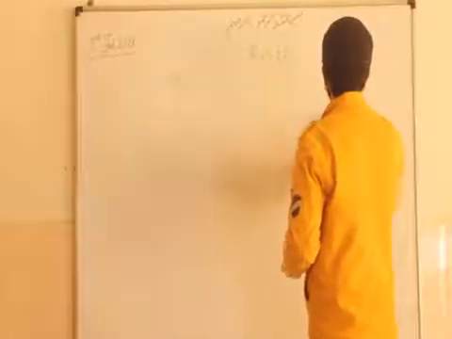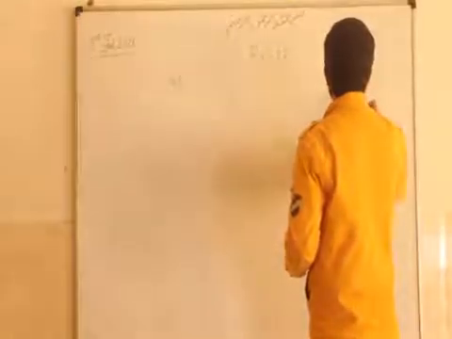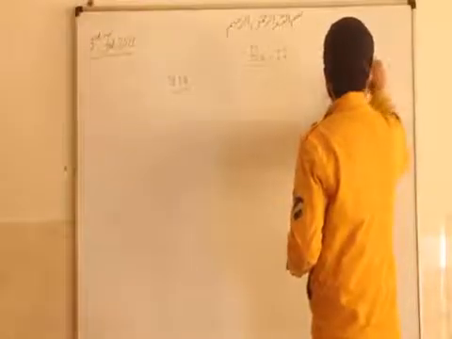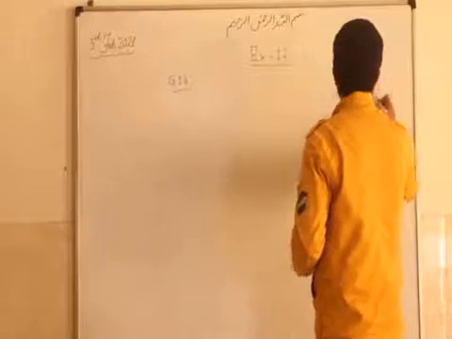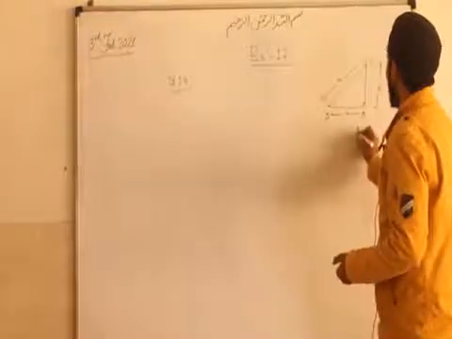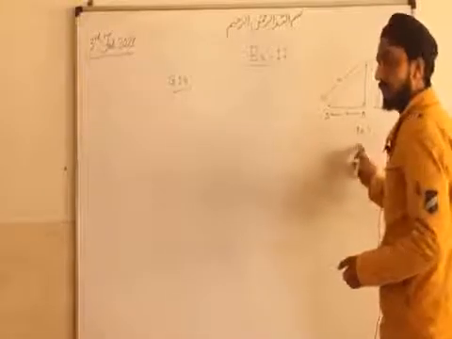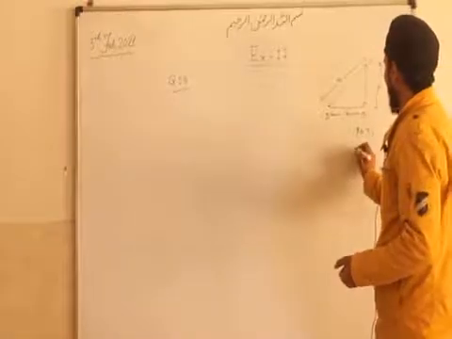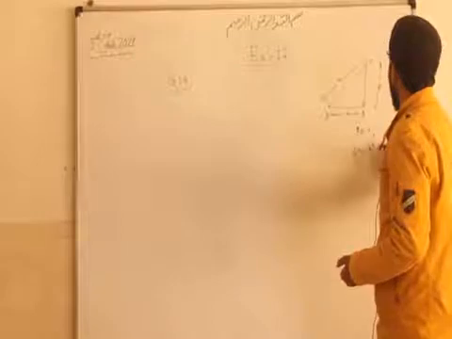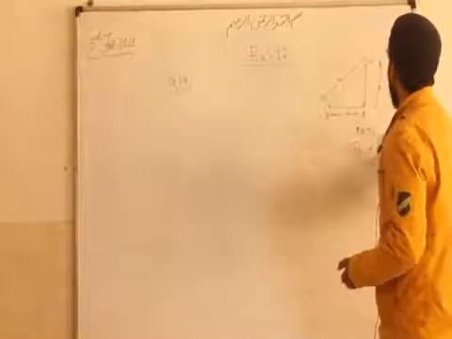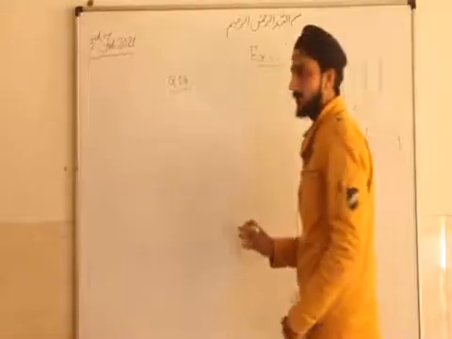This is your right triangle. This is the hypotenuse. This is your base, and this is perpendicular. So according to PGT, Pythagoras theorem, hypotenuse square is equal to base square plus perpendicular square, or we can say altitude. Okay. So we have proved this theorem.